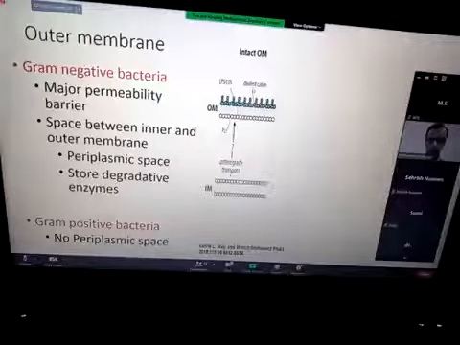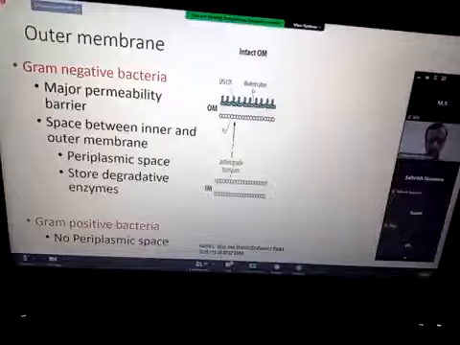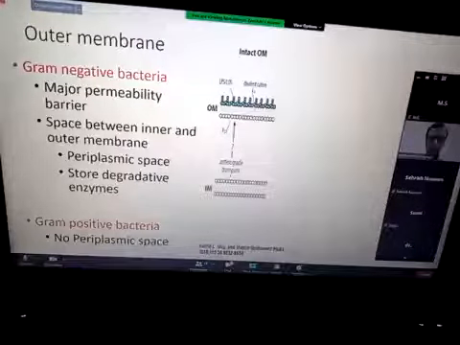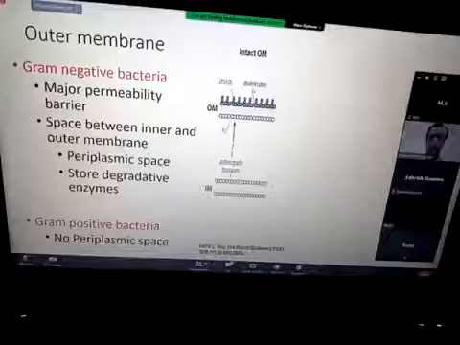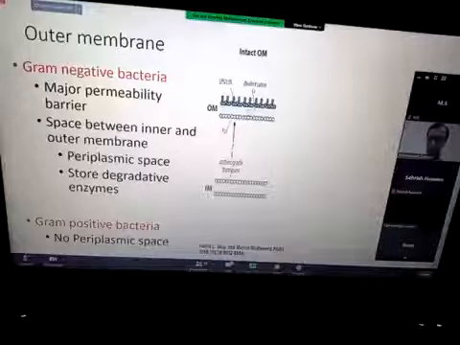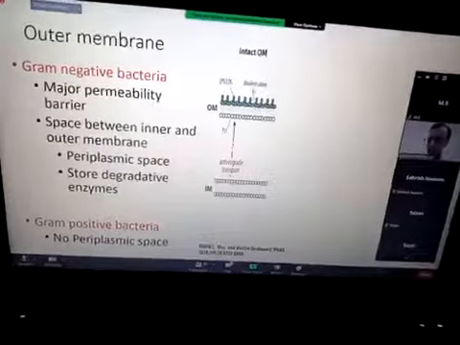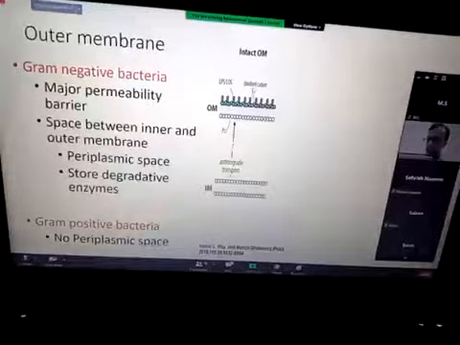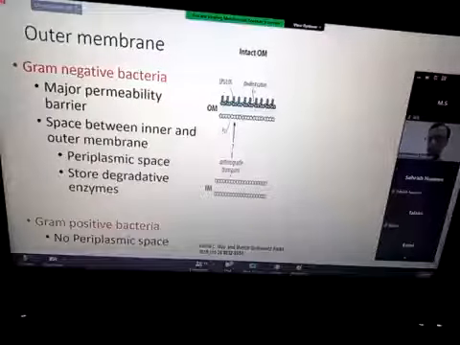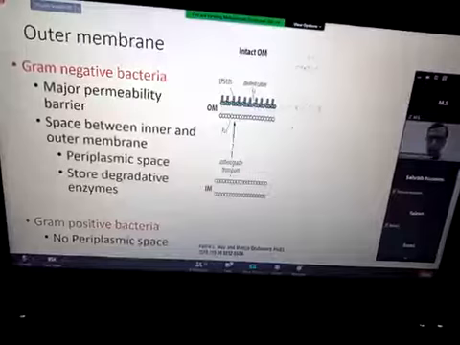So this structure is intact, and between the outer and inner membrane there's a periplasmic space which stores different enzymes. So if there are deviations in this structure, we have seen that gram-negative organisms have more resistance. Their nutrition requirement and their metabolism is more complex than the gram-positive organism.